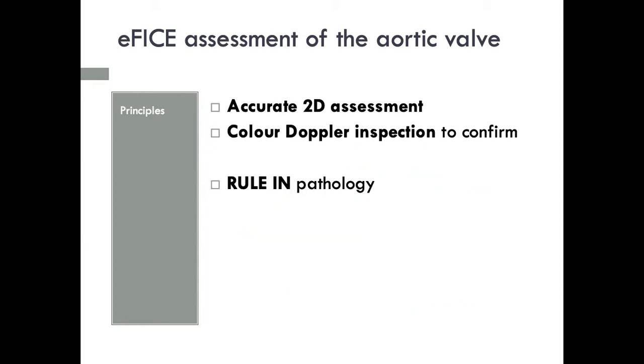We'll use colour Doppler inspection to confirm the diagnosis that we've made from our 2D examination. And remember that actually we should have been able to infer quite a lot of hemodynamic information just from looking at the 2D structure and motion of the heart before we even apply colour Doppler to look for jets or even measure the velocity of flow. And the principle at a FICE or EFICE level of echo study is that we are ruling in pathology rather than excluding it.